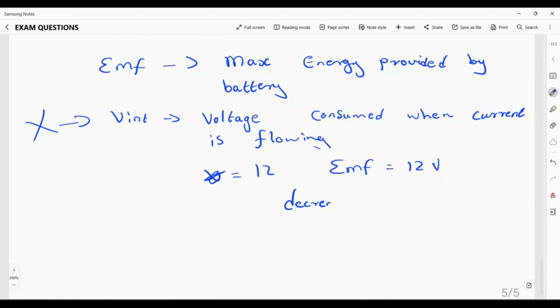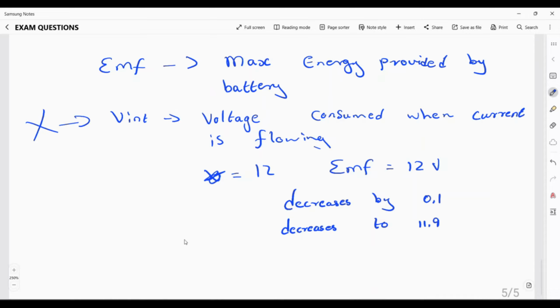Decreases by, decreases to. Okay, you know that if I say decreases by, I'm going to say decreases by maybe 0.1. And then this one, decreases to, that value is going to change to something else. The given value will change to 11.9.